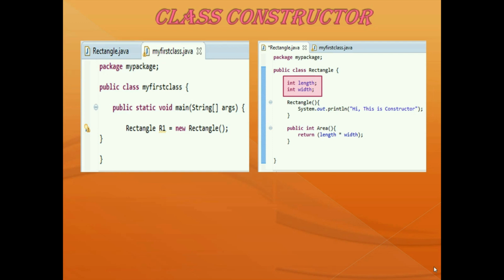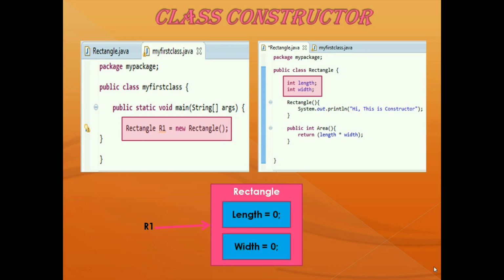Okay, so here if we see in this figure, the R1 object points to the Rectangle class that was just created with this statement, and the default values, length is 0 and width is 0, have been given. Okay, so this is about constructors without assigning any values to our instance variables. In this case, the constructor only provides the default values to our instance variables.